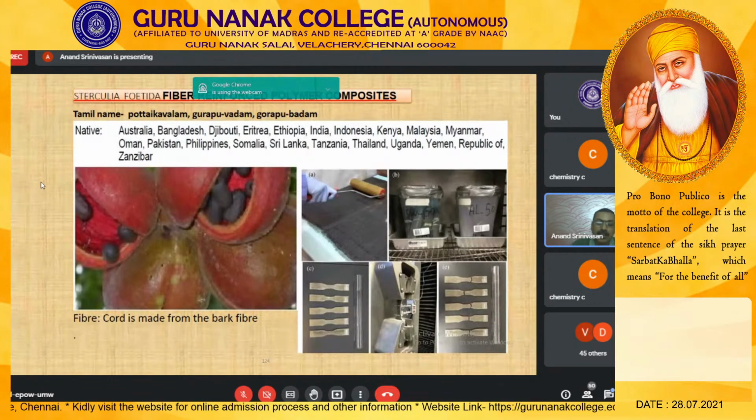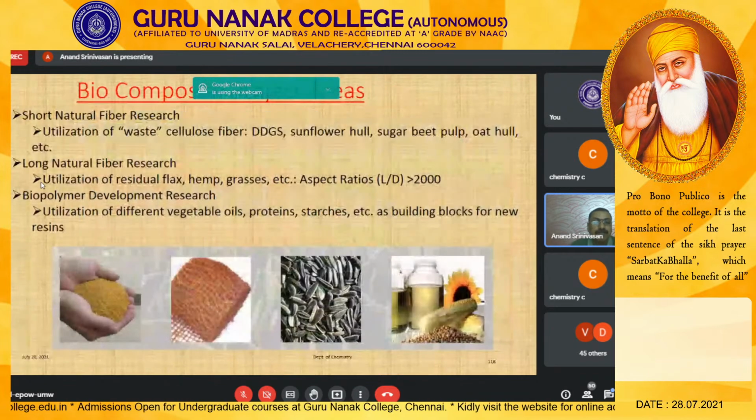So these are all natural materials, which are available plenty. It is up to us to utilize them and use them accordingly. This one was very fascinating, and it is really able to improve the mechanical properties of the composites.